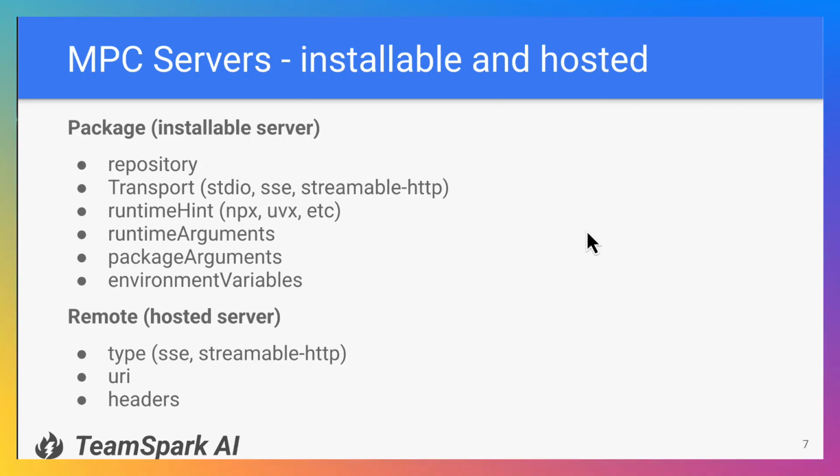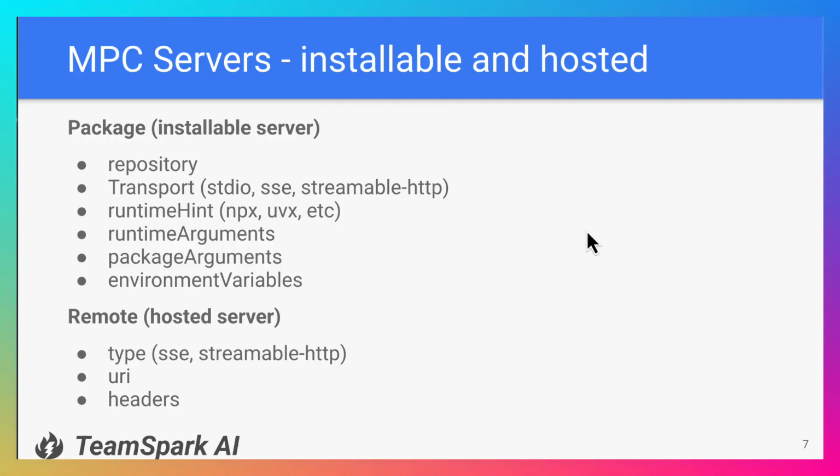So packages are installable servers. These are servers that we're going to install and run on our local machine and then connect to from our local machine. So they include a repository and a transport. Oftentimes these are going to be standard I/O, just standard I/O MCP servers you run on your local machine, but they can also be SSE or streamable. So you can run them on your local machine, but connect to them over these HTTP protocols. There's good reasons why you might want to do that.